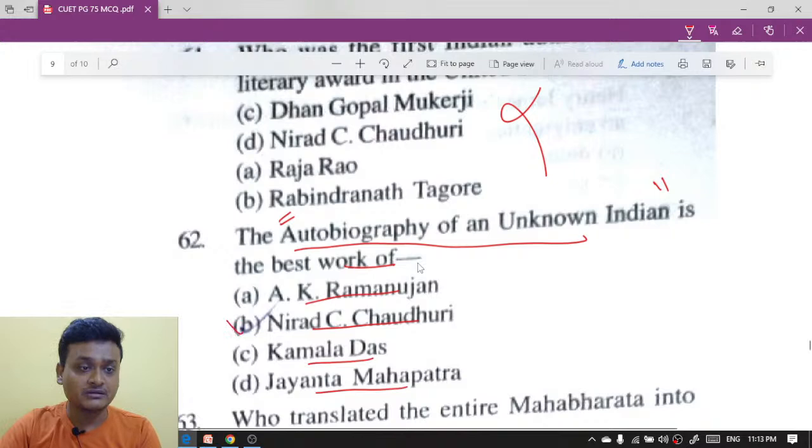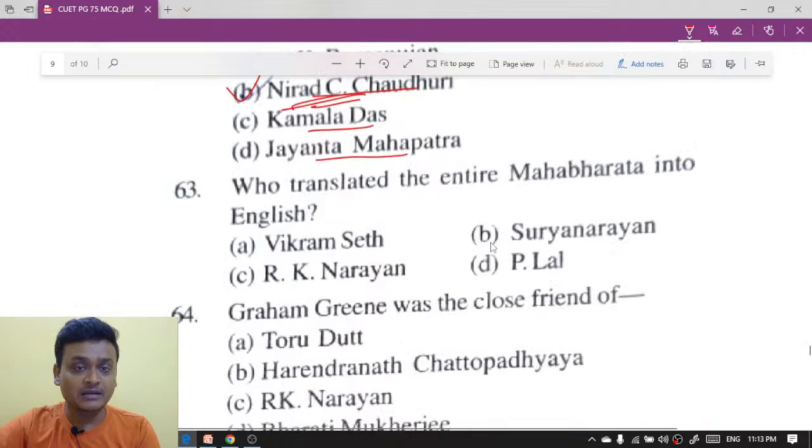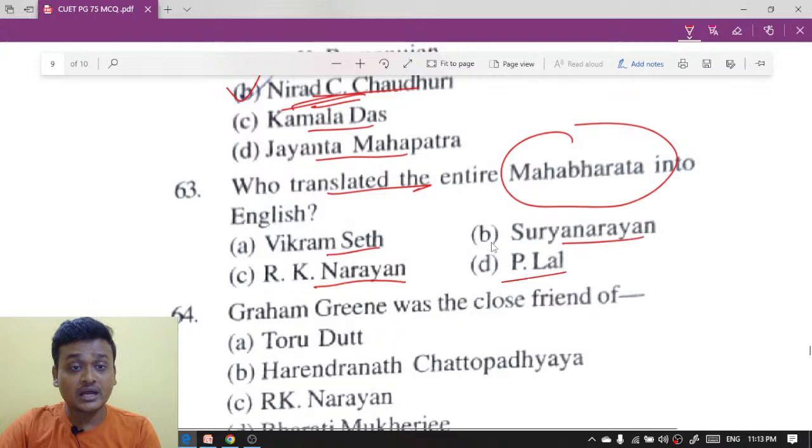Who translated the entire Mahabharata into English? Was it Vikram Seth, R.K. Narayan, Sudhir Narayan, and P. Lal? That's Purushottam Lal. P. Lal has translated the entire Mahabharata into English.